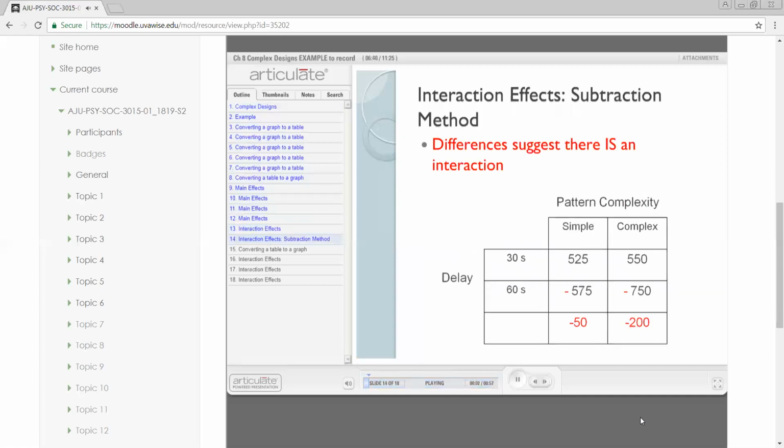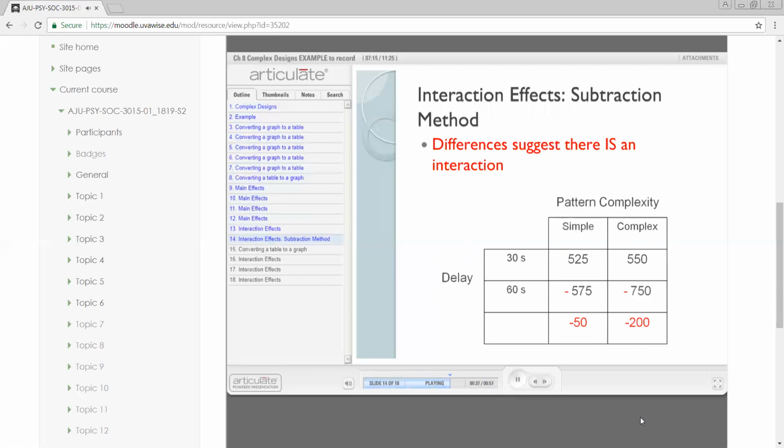So for this example, we're going to subtract the lower numbers from the upper numbers. Remember that it doesn't matter. You could go across too. So we're going to look at the difference between the 30-second and 60-second delay groups in simple pattern complexity and the difference between 30 and 60-second delay in complex pattern complexity. And remember that with the subtraction method, we're looking to see whether there are differences between the differences, basically. So here we got a difference of -50 versus -20.